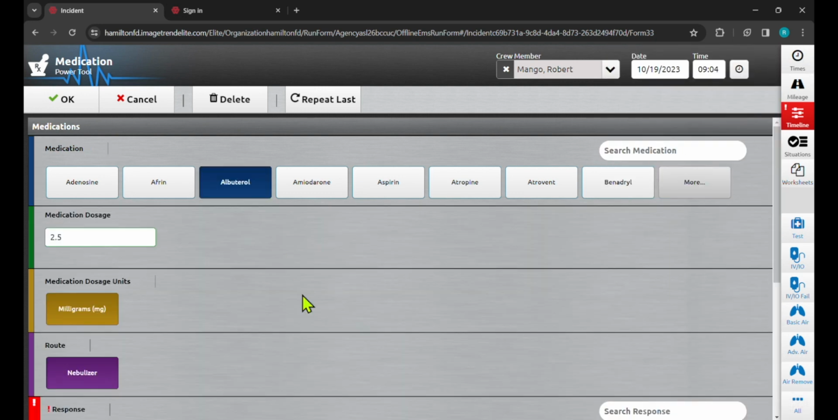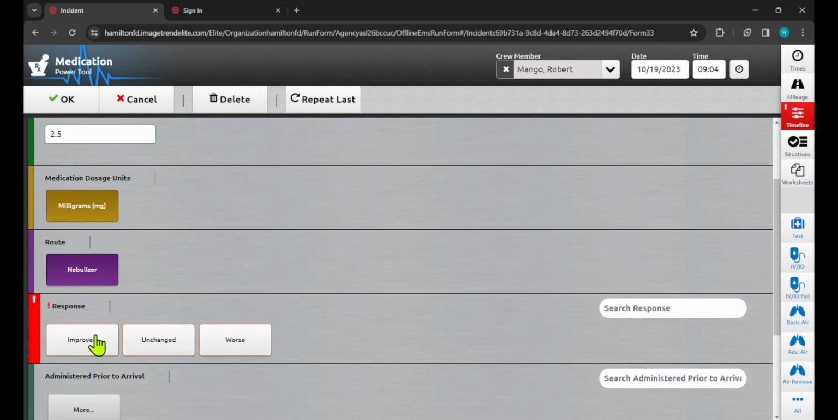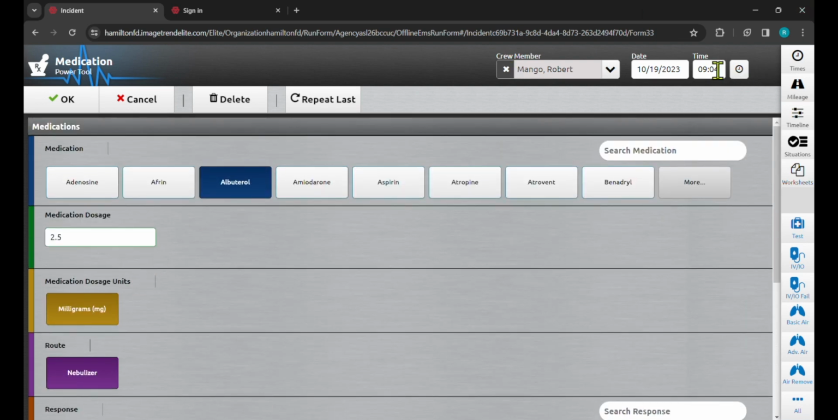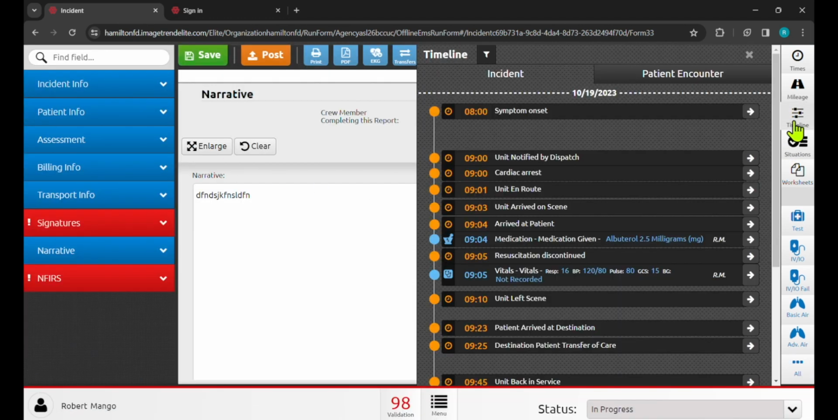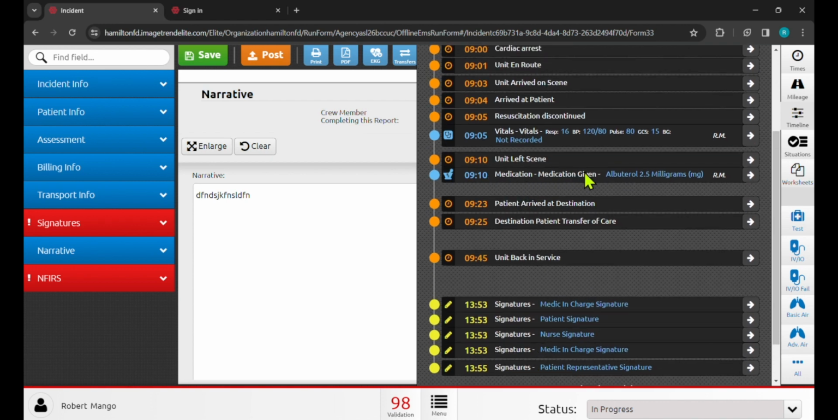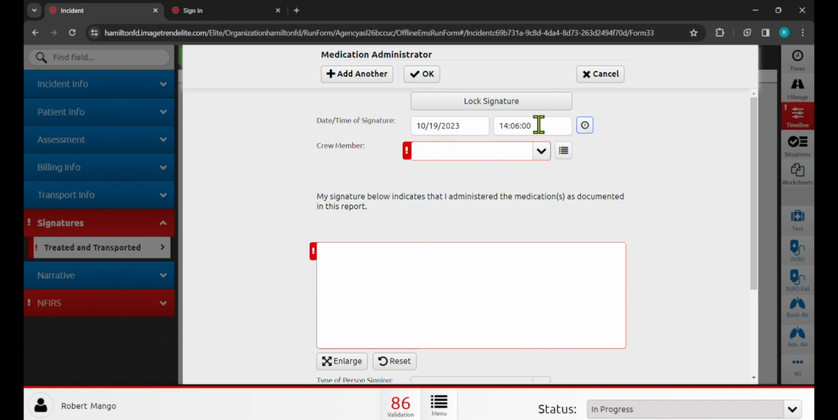So, we're going to give albuterol. We're going to fill out all the appropriate fields in here. Let's make it make sense on our timeline. Your med has showed up on the timeline. But what did that do? It also turned signatures red, because now it is requiring a medication administration signature.